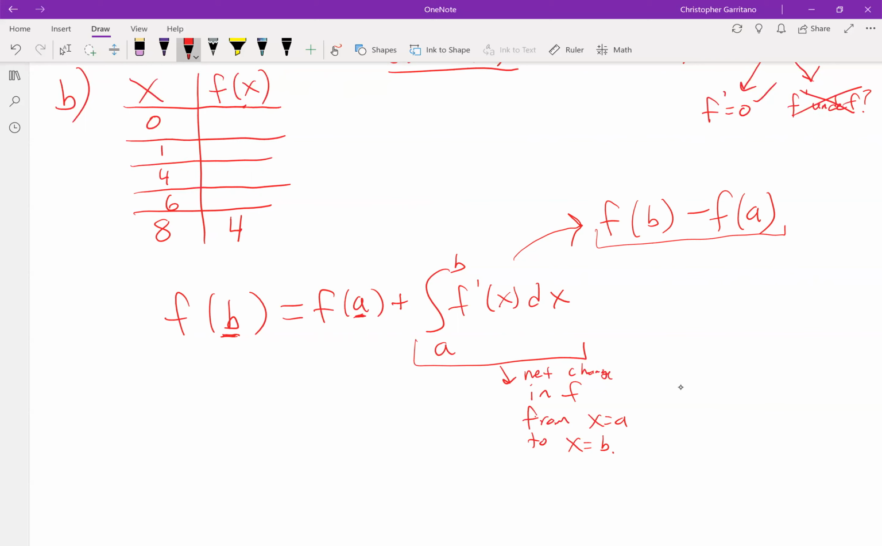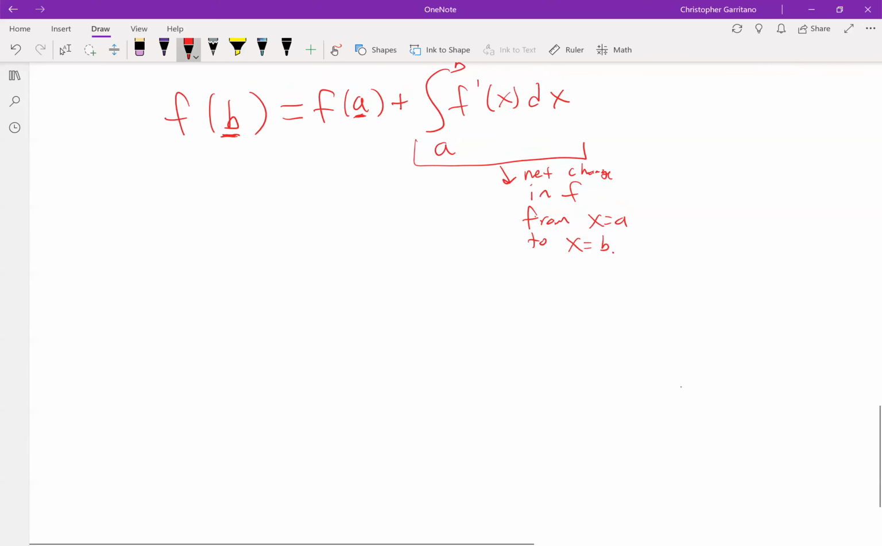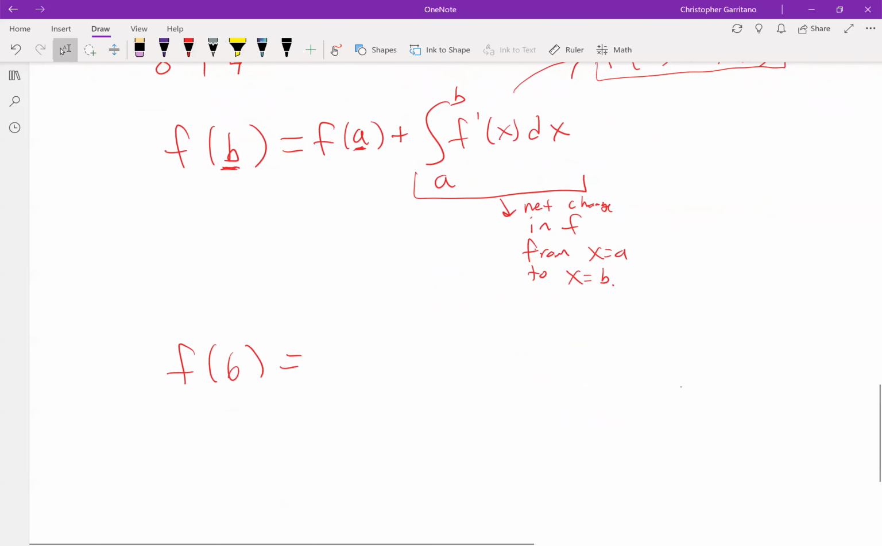And let's actually do it now. That's the hard part. So we want f of 6. Let's just set up the equation. Well, what's our anchor point? What do we know? We know f of 8, so we're going to have to start there. And what do we want to add to it? Well, we want to add the net change in the function from starting at 8 and heading to 6. That's why things are a little tricky here, because in this situation, we're starting at a higher x value and we're traveling to a lower x value.